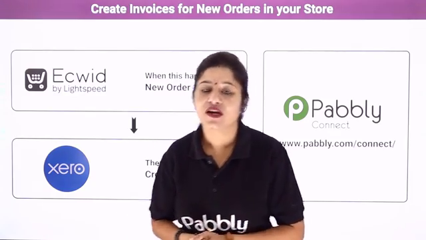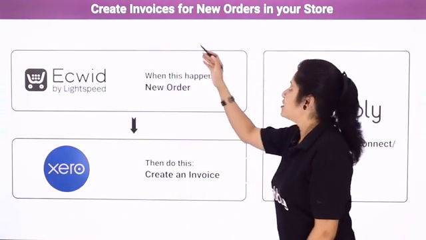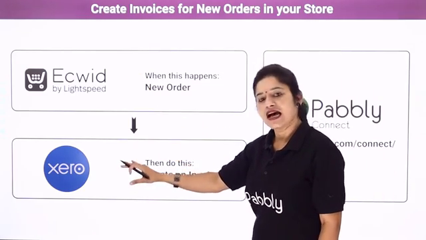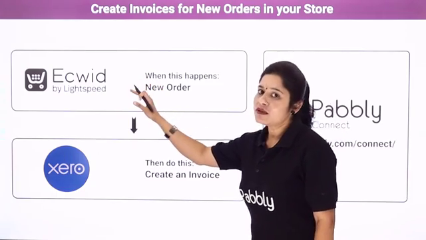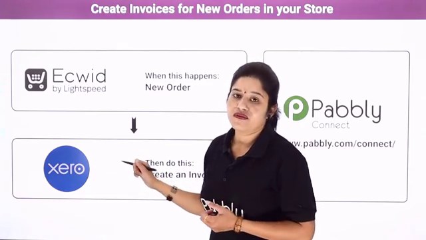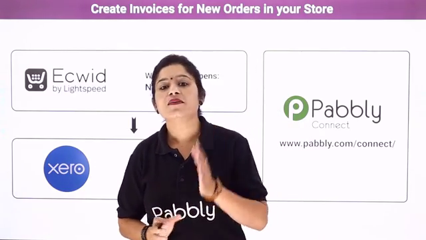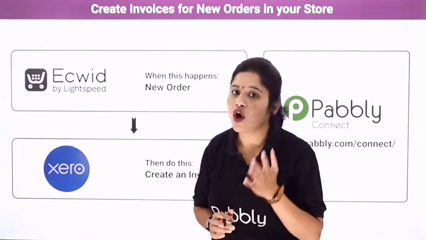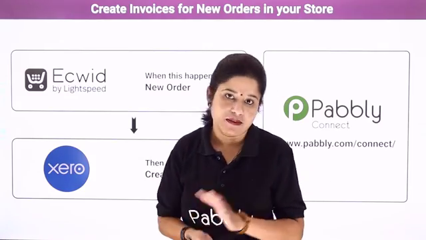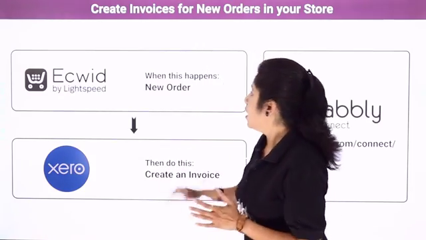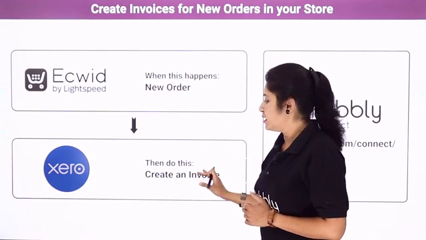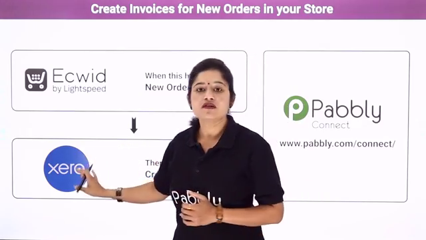In this video, we are going to learn how you can automatically create invoices for the new orders in your store. So first, let us understand what these software applications are all about. Ecwid is an e-commerce platform where you can sell your products and services digitally, and Xero is an accounting software. So let's take an example that you are a business owner and you have created an online store using your Ecwid account and you are selling your products and services digitally. Now you want that whenever a new order is received in your Ecwid store, automatically an invoice should get generated for your customer using your Xero account.